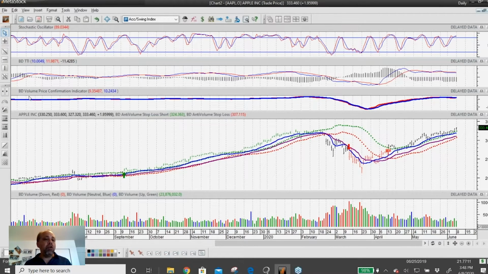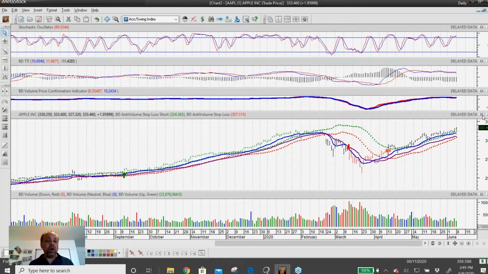Underneath here, you've got Buff Dormeier's volume price confirmation indicator, the VPCI, and that's a little bit of a mouthful. The way this indicator works, and again, it's detailed in a little bit more detail in the manual, but what it does is it compares the trend of a particular stock, in this case Apple, to the non-volume adjusted trend, to kind of measure it to see how well it's working, to see if a stock is trending, but in addition to if it's trending, to make sure that it's trending with a significant amount of volume, okay?